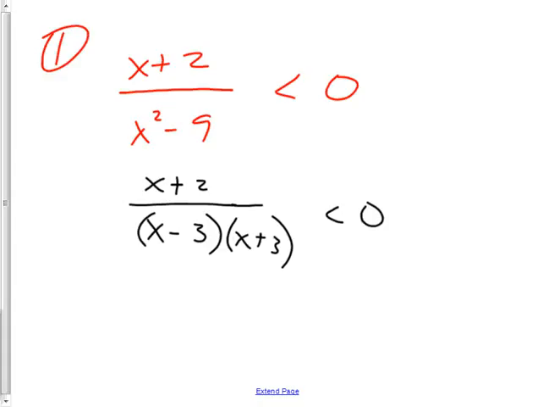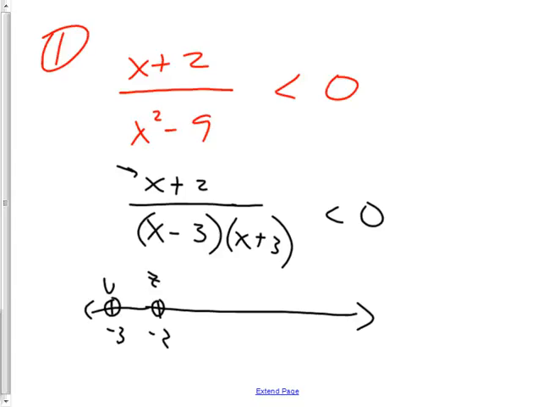Both the zeros and the undefined things are the things I want on my number line. So I can see right off the bat that -2 would make this whole thing equal 0. And 3 and -3 are undefined, not zeros. Sorry. 3. There we go. I was just circling this. Sorry.